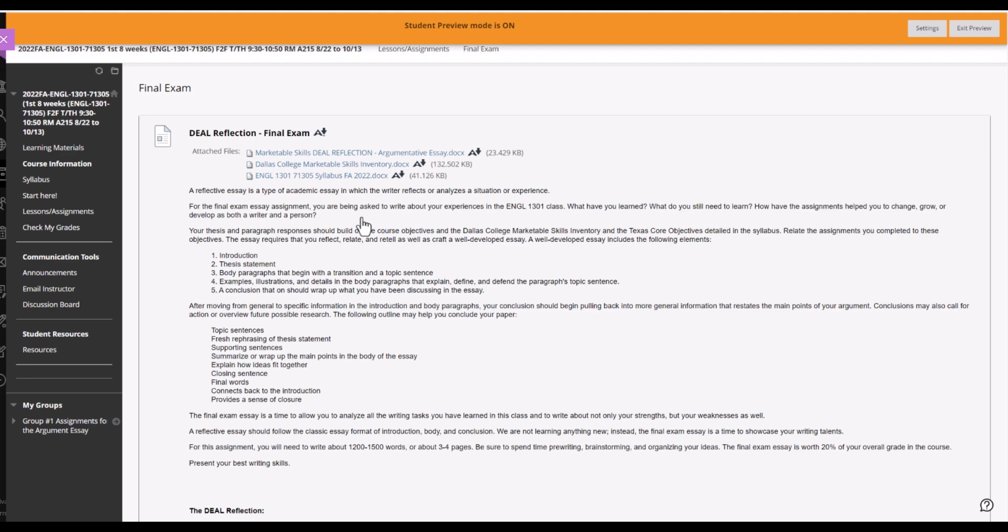For this assignment, you will need to write about 1,200 to 1,500 words, or about 3 to 4 pages. Be sure to spend time pre-writing, brainstorming, and organizing your ideas. The final exam essay is worth 20% of your overall grade in the course, so present your best writing skills.